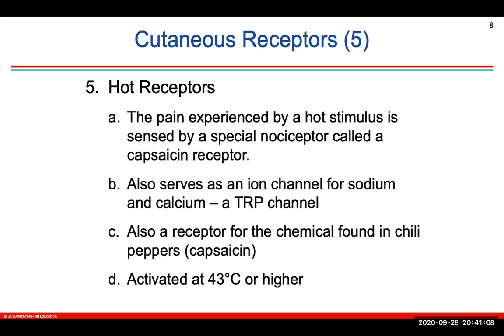Then we get to hot receptors. Pain experienced from a hot stimulus will be sensed by a special nociceptor, which is a receptor that has to do with pain, called a capsaicin receptor. They also serve as an ion channel, and they are a receptor for the chemical found in chili peppers, which helps to give them their name. They will be activated at 43 degrees Celsius or higher. So think of these hot receptors as associated with pain.